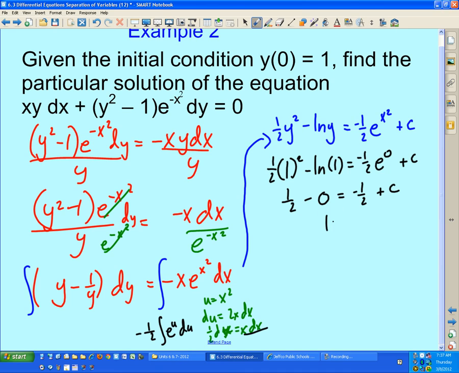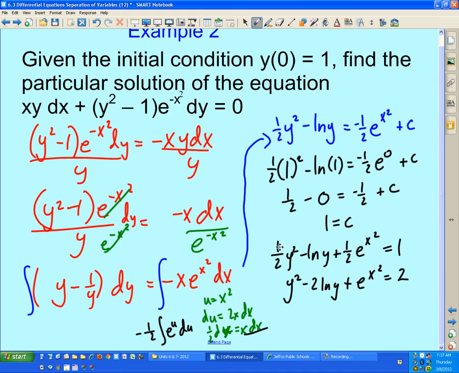So what I'm going to do is rewrite this as 1/2 y squared minus ln of y plus 1/2 e to the x squared equals 1. Now, you might want to multiply everything by 2 just to get rid of the fractions, but I'm sure this would be an okay answer for me. If you multiply everything by 2, that would be another form of the same answer, and it would probably look something like this, the same answer, just in a slightly different form. So either one of these guys would be okay for our separation of variables and our particular solution.